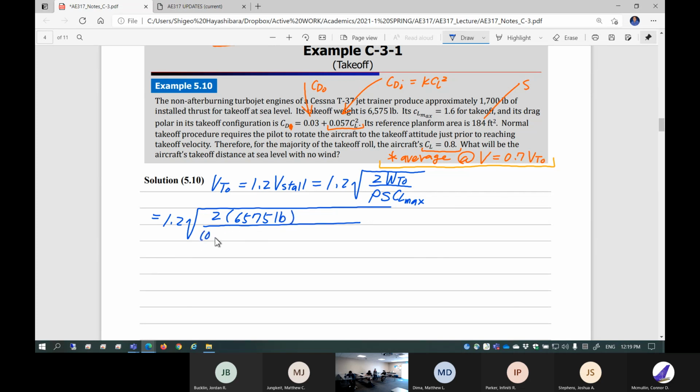Density, let's use sea level, 0.002377 slugs per cubic foot. The wing area is 184 square feet. CL max, of course, 1.6 with flaps fully extended. If you plug in those values to find out takeoff airspeed, this is 164.5 feet per second. So this is takeoff airspeed. Okay.